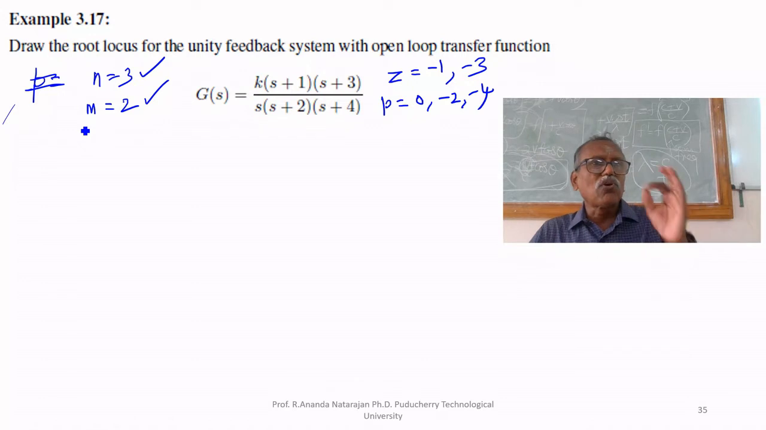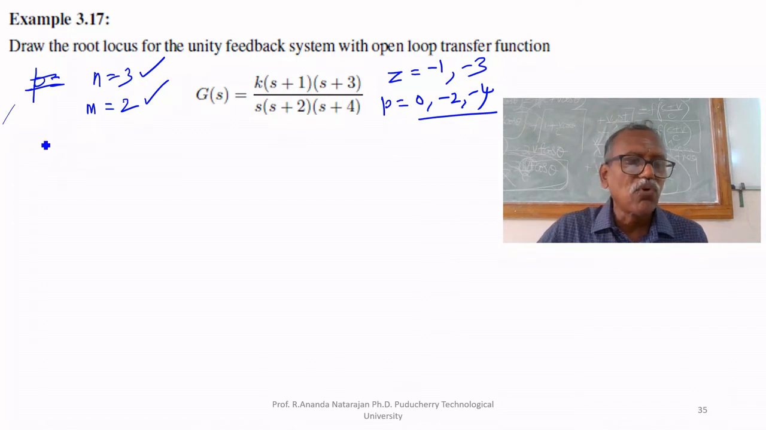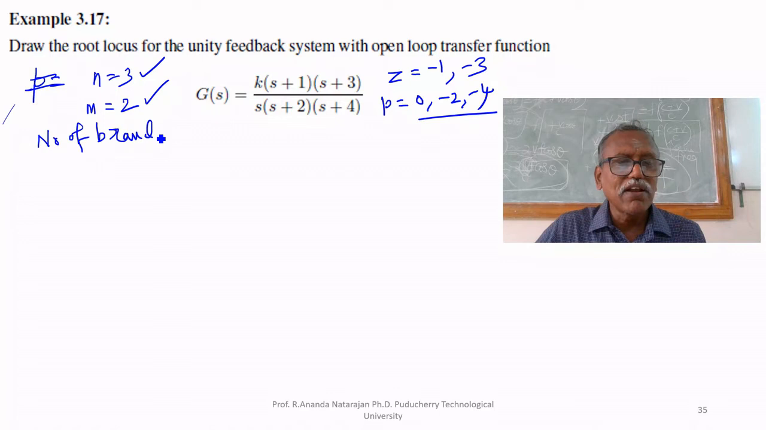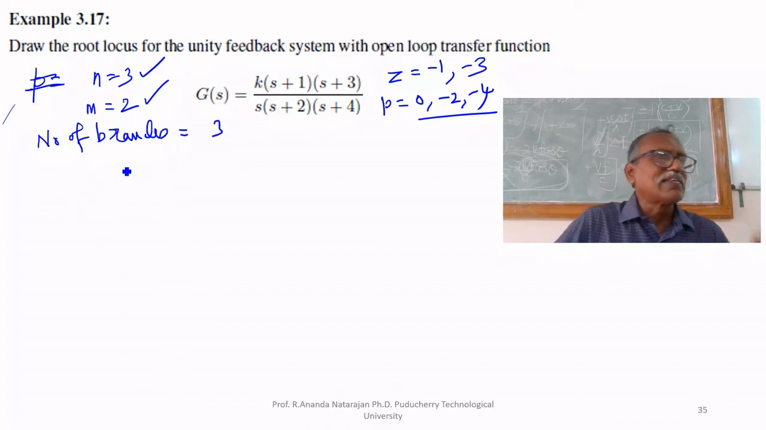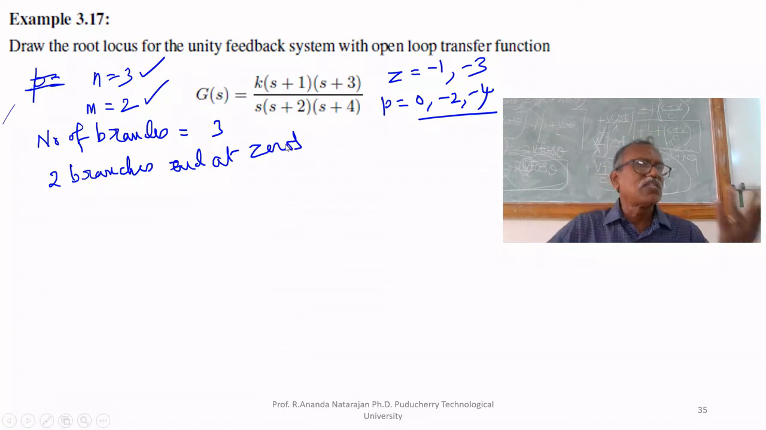How many root locus branches are there? Number of root locus branches equal to number of open loop poles. Therefore, number of branches equal to 3. How many will end at zeros? 2 branches will end at zeros because 2 zeros are there.